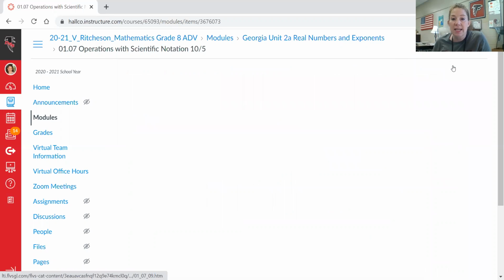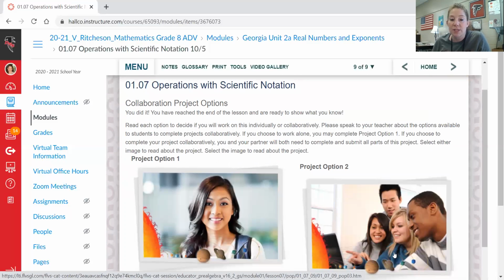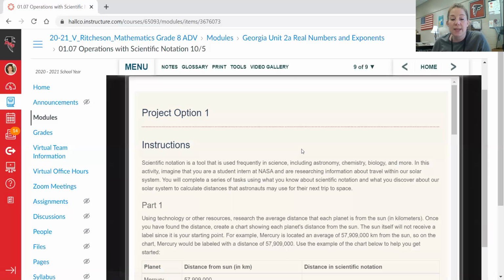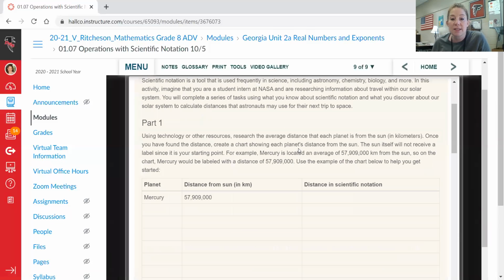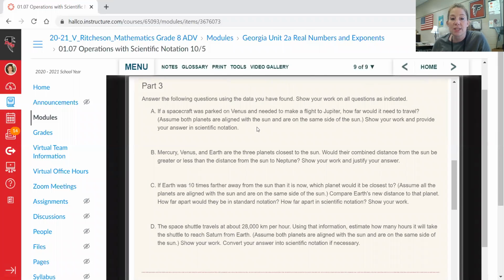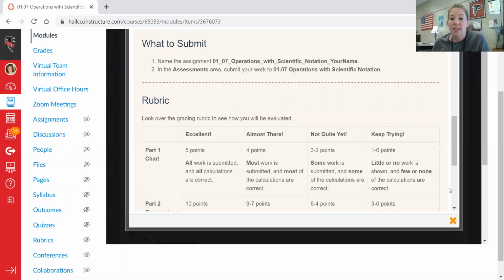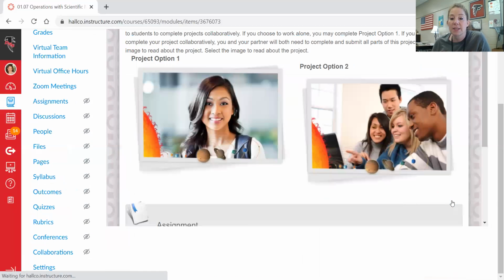So when you get to page 9 of 9, it's going to give you 2 project options. One of them says work by yourself. The other one says work with a partner. This day and age of social distancing, and you guys are virtual learners, I'm assuming everyone is going to choose option 1. So when you open that, you have some instructions. You have a chart to fill out, more instructions, and questions. Okay, so if you will, let me get out of this.